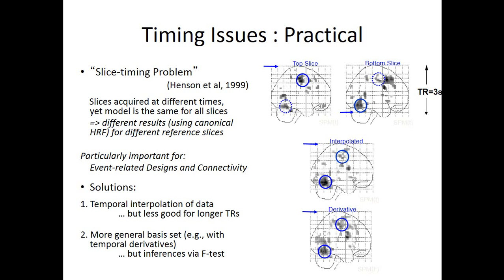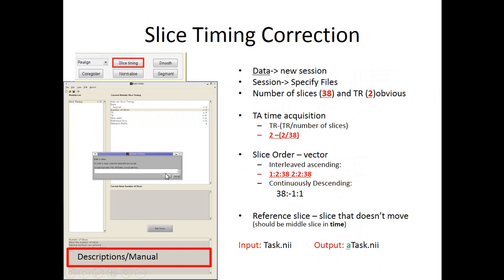Typically, we try and engineer to be no more than half a TR of correction. So if your block's 30 seconds, a 1 second difference on the timing makes very little difference in the model fits. But for connectivity and event-related designs where timing is important, this can have a big impact. So let's go and do that now.